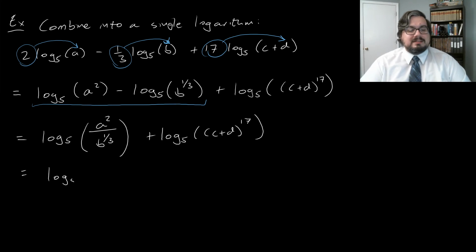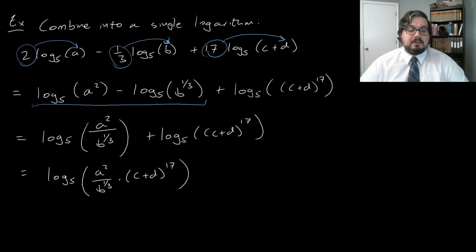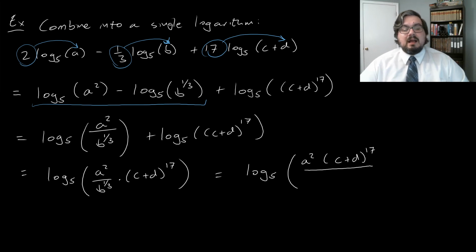And now, a sum of logarithms means a product inside. And so our final form of the answer might look something like the following. We get a squared times c plus d to the 17th in the numerator. In the denominator, we have b to the 1/3, but we'll often write that as just the cube root of b.